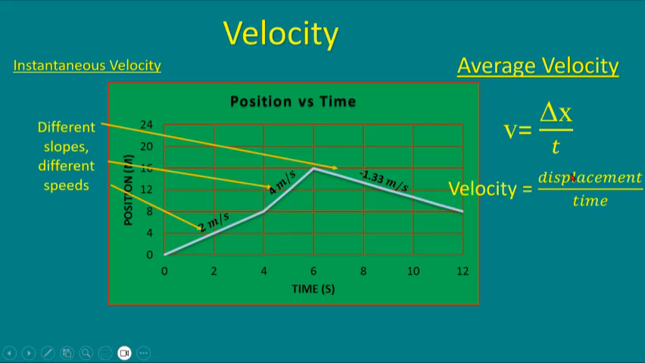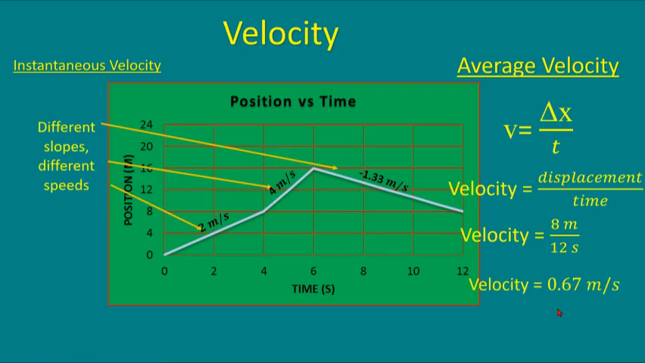Right? And so when we do that, displacement divided by time, displacement is just 8. Right? And there's a video about how to find displacement on a position graph you can check out. But displacement is 8 because it's 8 away from where it started. And the time is 12 seconds. So you divide those, you get 0.67 meters per second. And so that's your average velocity.